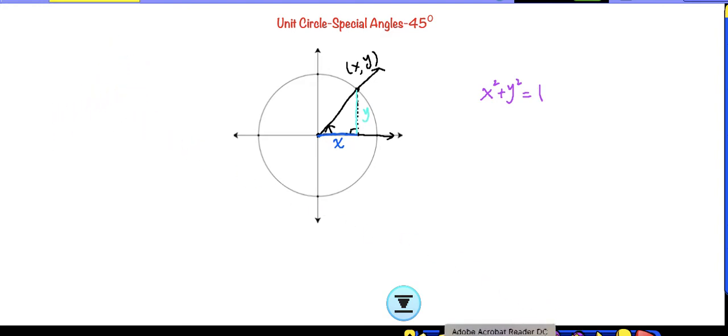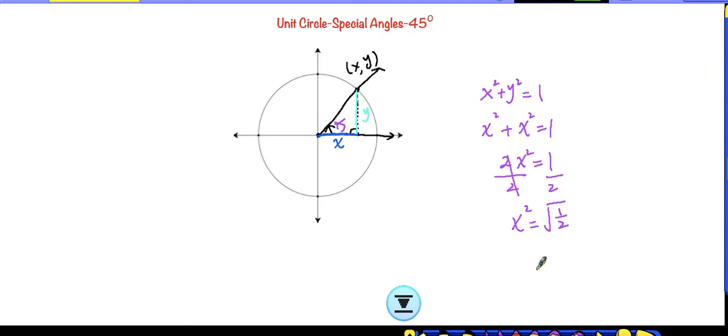So for this case, we know x equals y because this is 45 degrees. So we can just easily write it down, and because they are the same, I just replace them with the same variable here. Then we can combine the like terms, divide by 2, and x squared is going to be 1/2. Okay, so x squared is going to be 1/2.